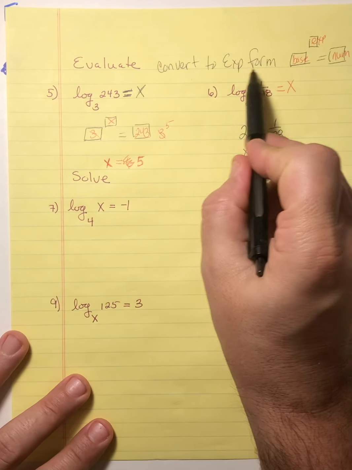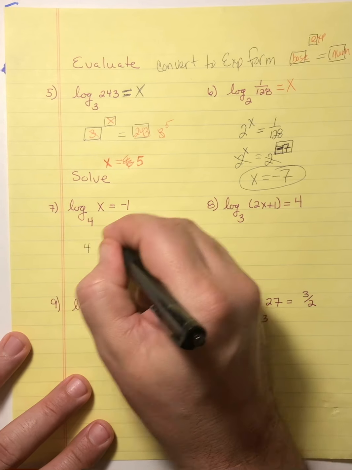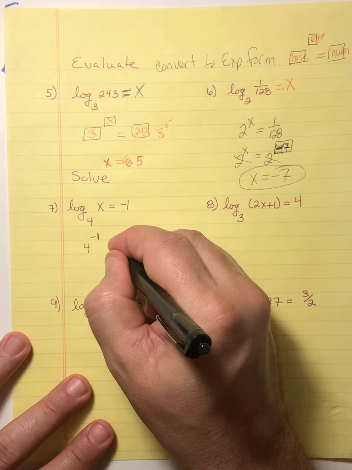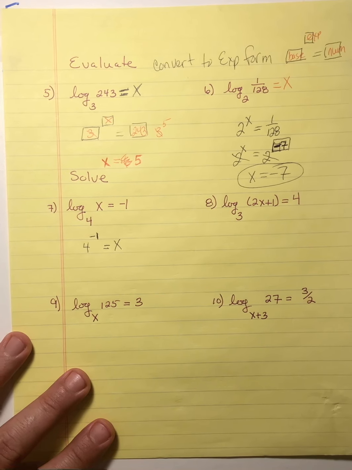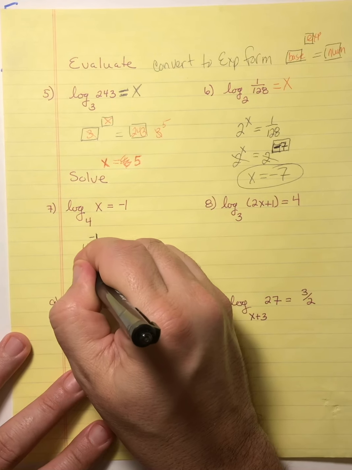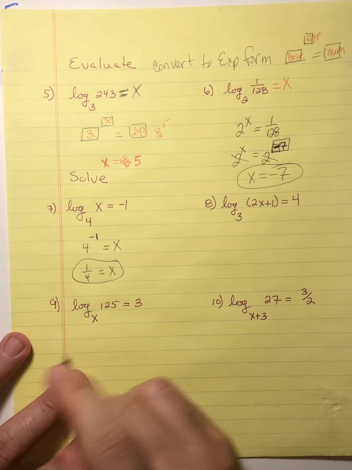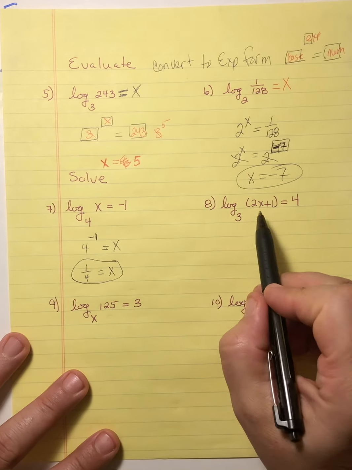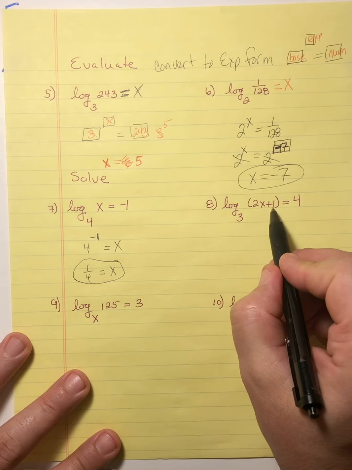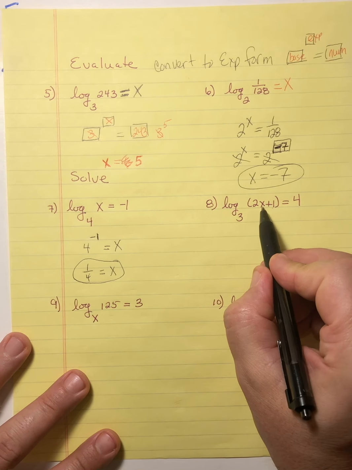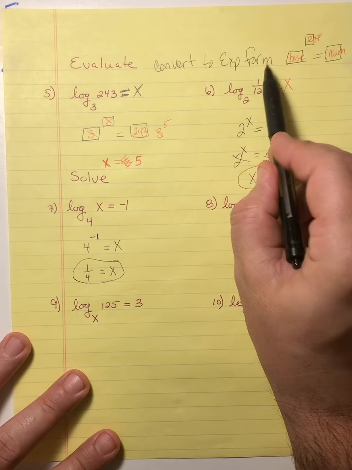We have to convert to exponential form. All right, 4 is the base. Negative 1 is the exponent. Equals x. Well, hopefully you don't have to type that into the calculator. X equals 1 over 4. Okay, you solved. Solve for x. Let's do this one. So what it says, 2x plus 1. We're solving for x. Remember, that's right, we have to convert to exponential form.